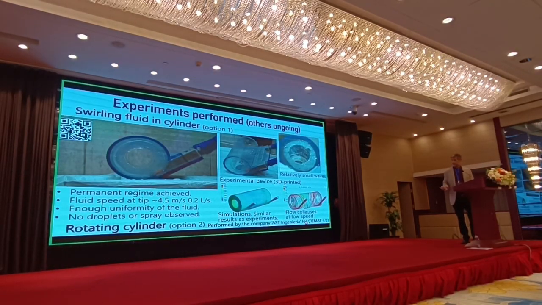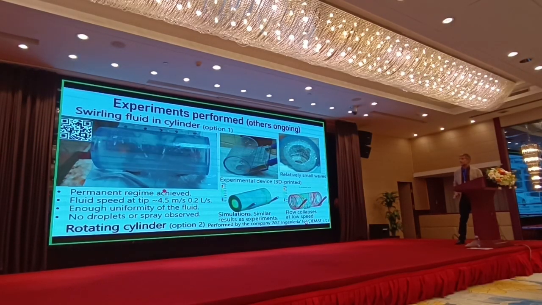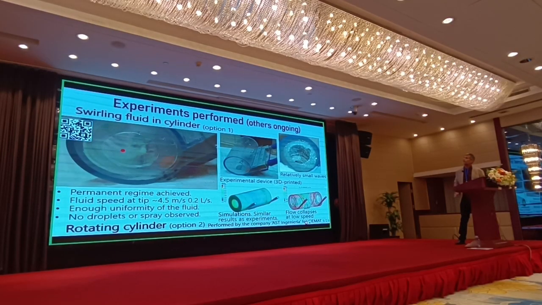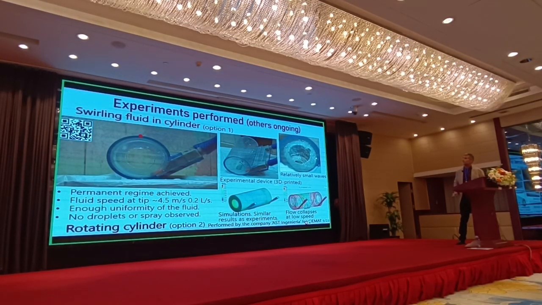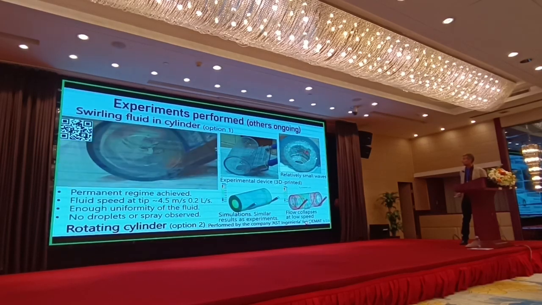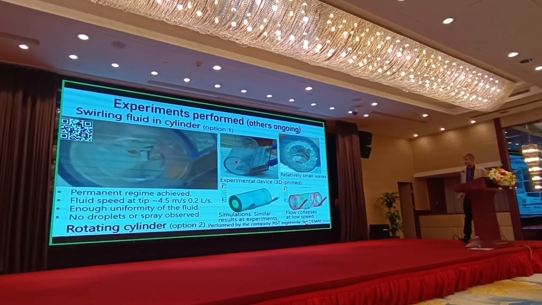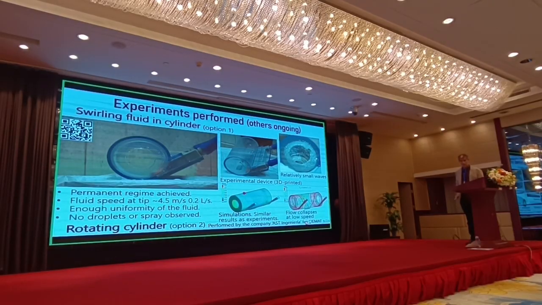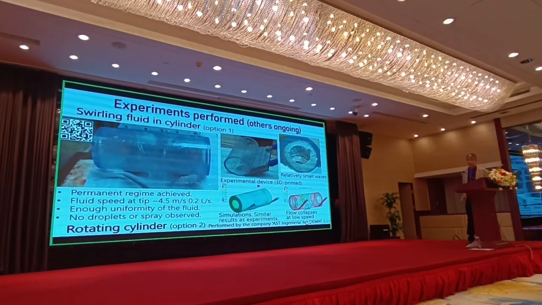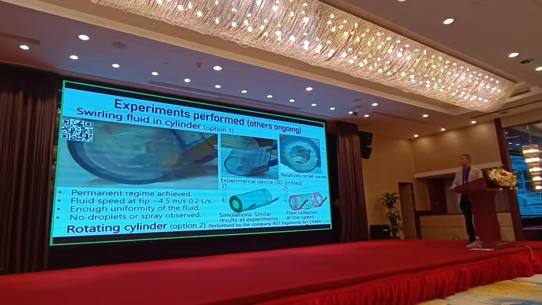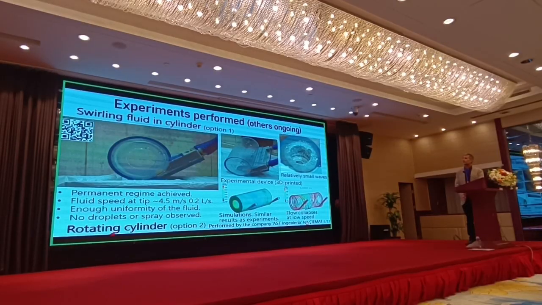Here we performed an experiment of water swirling inside this cylinder. We observe permanent regime here, the uniformity of the fluid, and no droplets of spray coming from the liquid to the plasma that will be here at the center. Relatively small waves at the free surface, and this is the experimental device. Simulations performed by one company for us replicate the experiment, and the results are similar. Another option is to have a rotating cylinder instead of swirling.